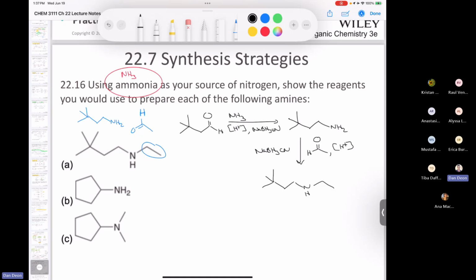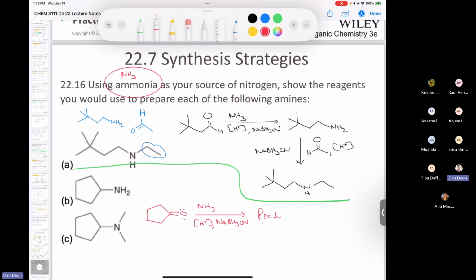Let's try one more. If you wanted to make the second one, I think that one's a little more straightforward because it's a primary amine. So your starting compound in that case is going to be cyclohexanone. Or sorry, cyclopentanone. It's the only possibility. So you'd start with cyclopentanone, treat it with ammonia, then a catalytic amount of acid, and sodium cyanoborohydride, which looks a little something like that. And that's going to give you the product. All right, there we go. And the third one is in the exact same vein. All right, so those are some synthesis strategies.